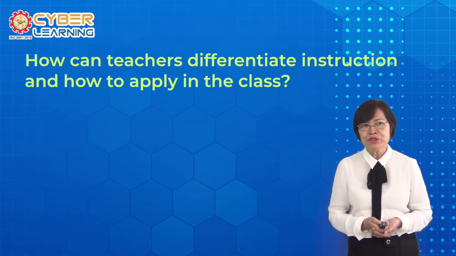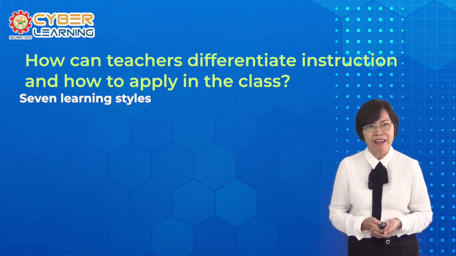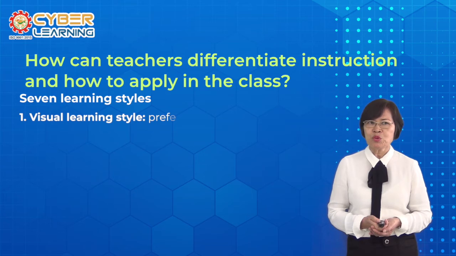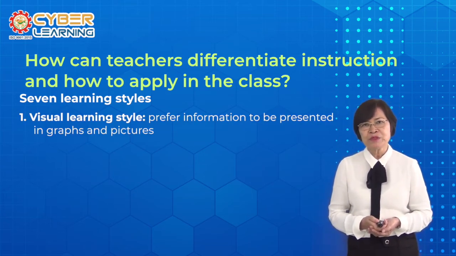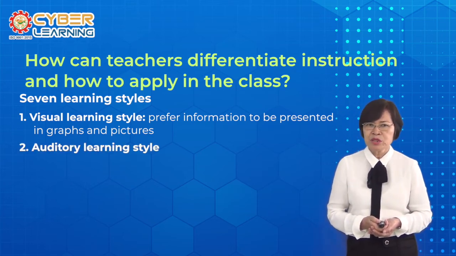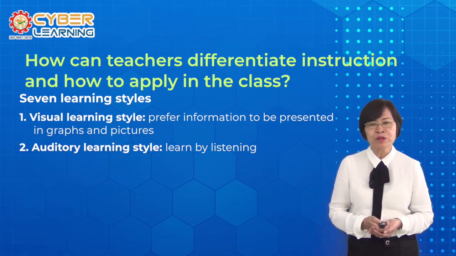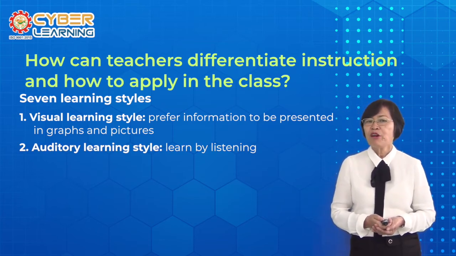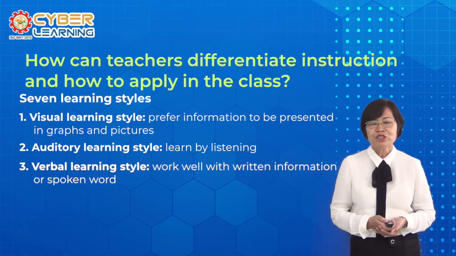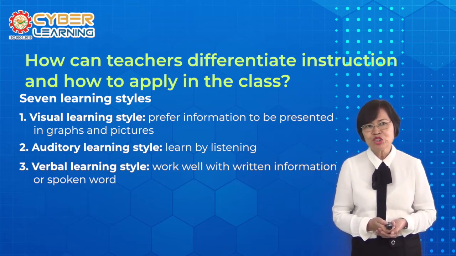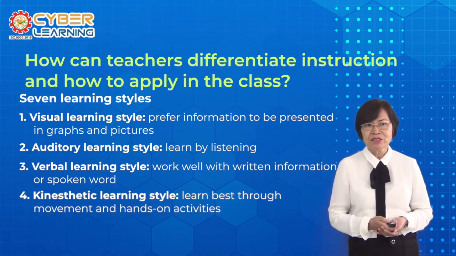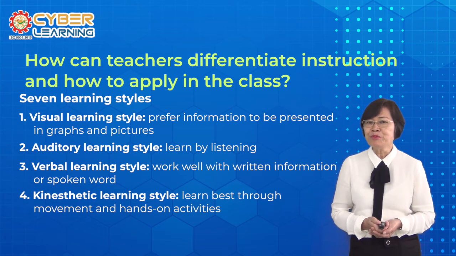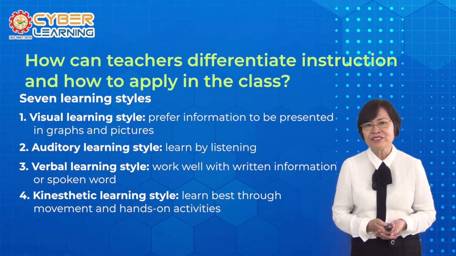And here we're going to review the 7 learning styles. Visual learning style: students prefer information to be presented in graphs and pictures. Auditory learning style: students learn by listening. Verbal learning style: students work well with written information or spoken word. Kinesthetic learning style: students learn best through movements and hands-on activities.